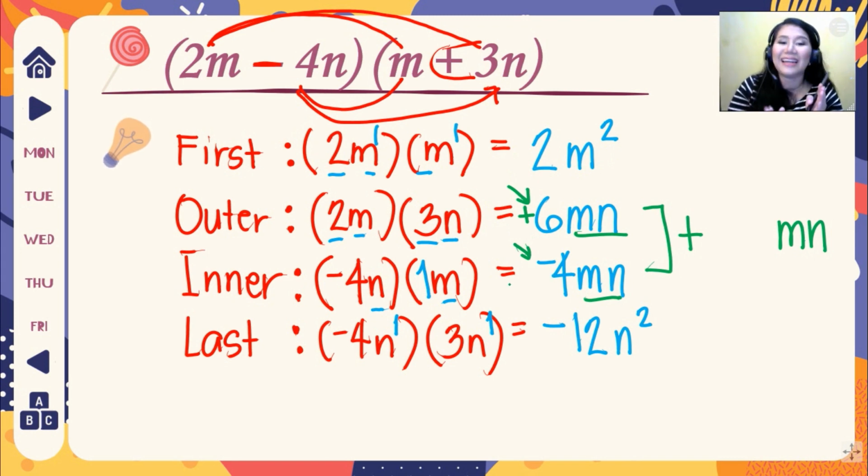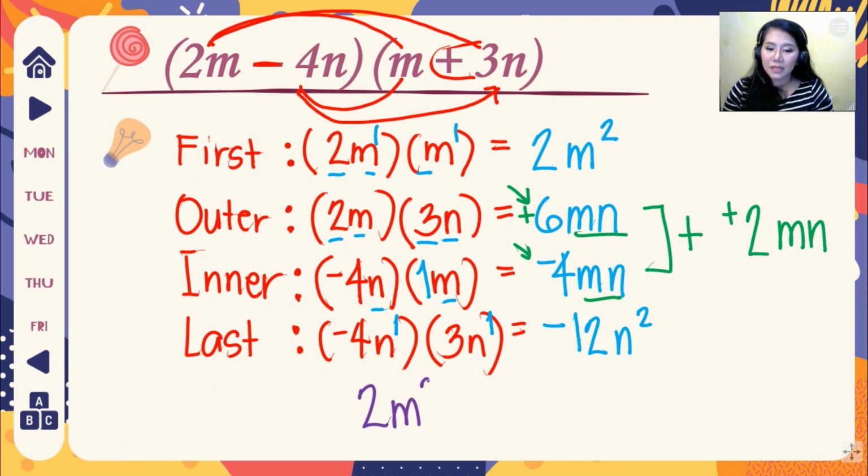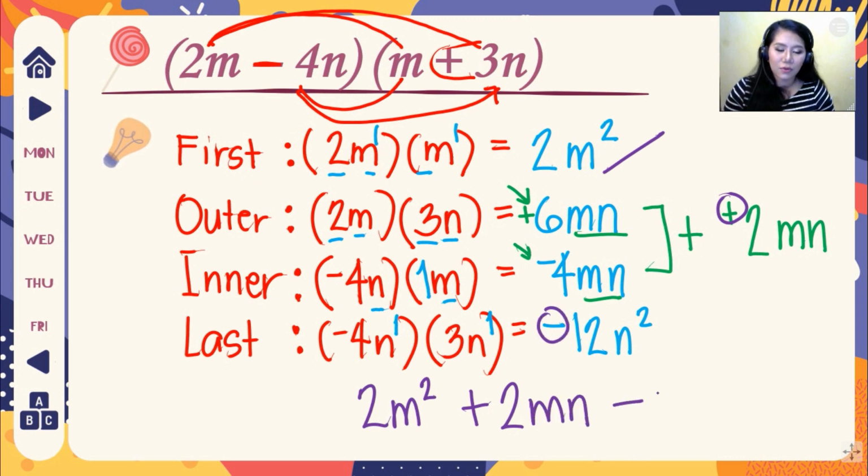Magkaiba ng sign. Ayan. Dito na ngayon papasok yung magkaiba ng sign. Magkaiba ng sign, awas. So, ano matitira? 2. Sino mas malaki? Si 6 o si 4? Si 6. So, therefore, positive. Okay? Positive to. Alright? And then, after that, let's write down our final answer. Our final answer will be 2m squared. Okay? Plus, kasi positive yung sign ng sagot natin, 2mn minus, kasi negative yung sagot natin sa 12, n squared.